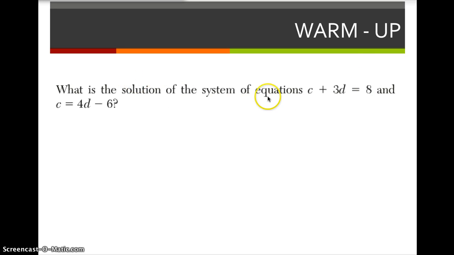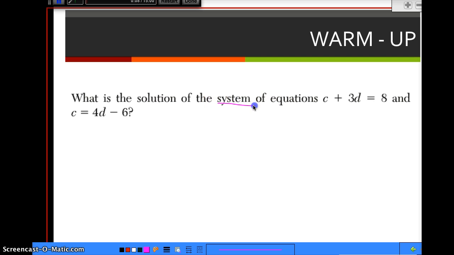What is the solution of the system of equations? System meaning that there are two equations here: c plus 3d equals 8, and c is equal to 4d minus 6. Don't be confused. They're using c and d versus x and y.